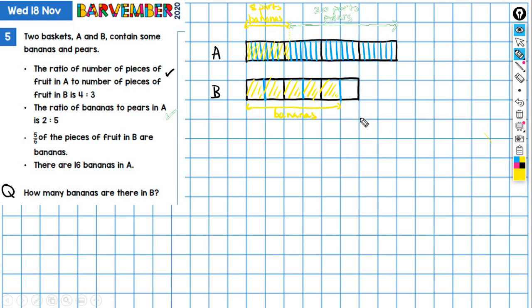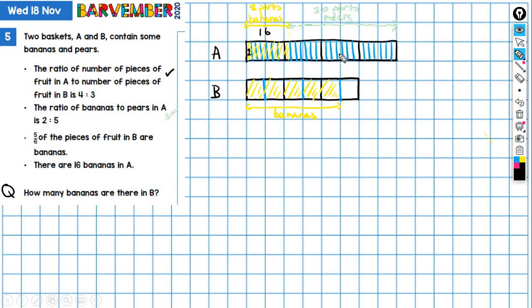What else are we told? There are 16 bananas in A. So what we now know is that 8 parts of bananas means that 16 bananas. So 8 parts, 16 divided by 8 is 2. That means each of these has a value of 2. That each of these represents 2 pieces of fruit.